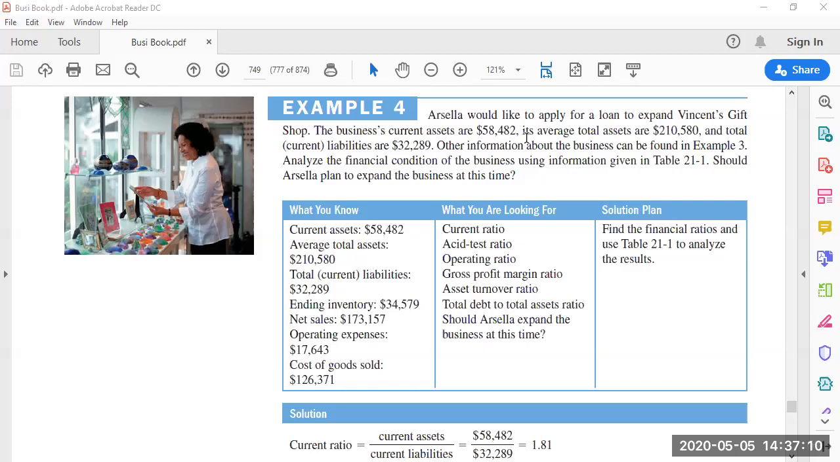Using the financial statements to make financial decisions. Now this is the crux of this chapter. Understanding the balance sheet, understanding the income statement, and then understanding the ratios that we form from those financial statements, so that the business managers and owners can make these types of decisions. Let's take a look.